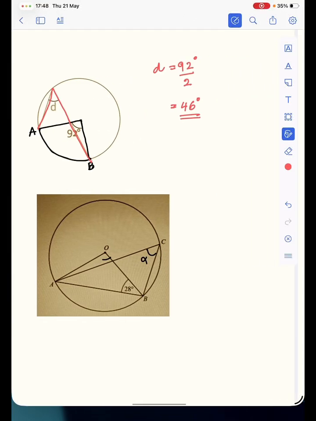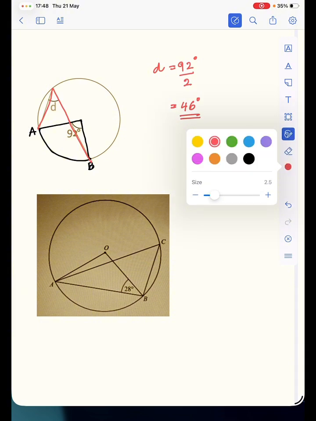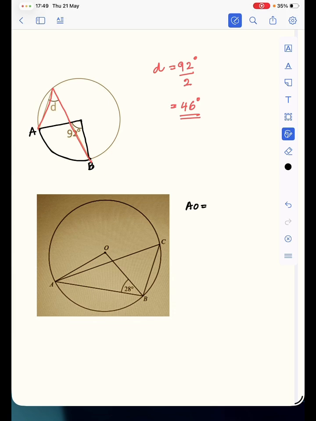Okay, let's move into the next question. So now you have a circle and two triangles inside it. First, we have to note down the details we know. What we know: AO is equal to OB, that is the radius of the circle.